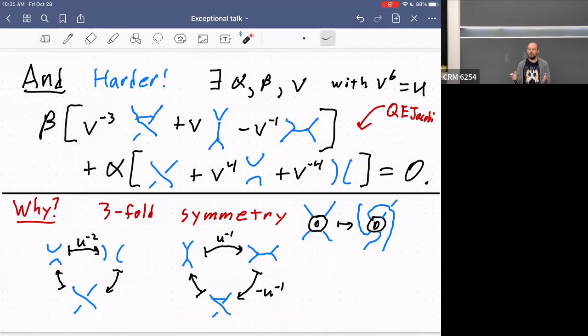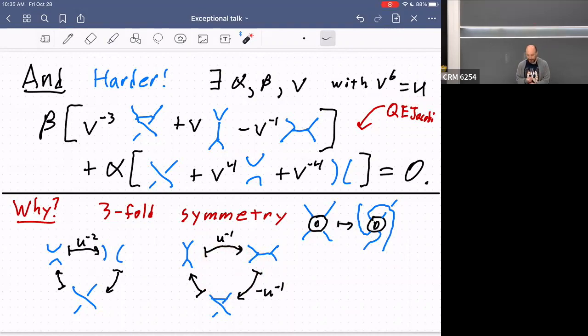so those six diagrams live in a five-dimensional space. So there has to be some relation for them. But the relation you can assume without loss of generality is an eigenvalue for the action of this operation. And moreover, because of how these factors work, there's some relationship between that eigenvalue and u.